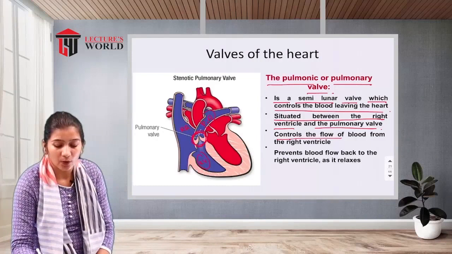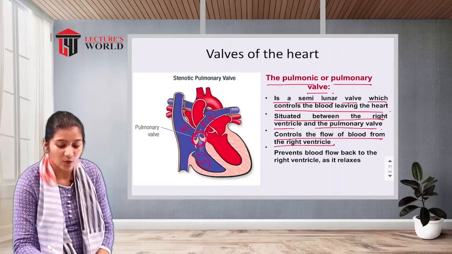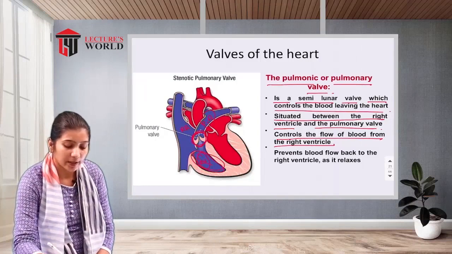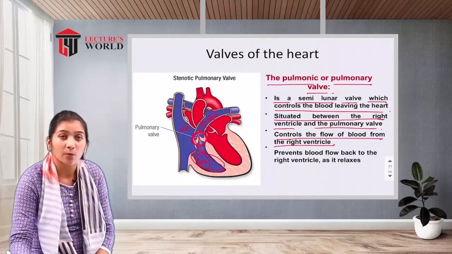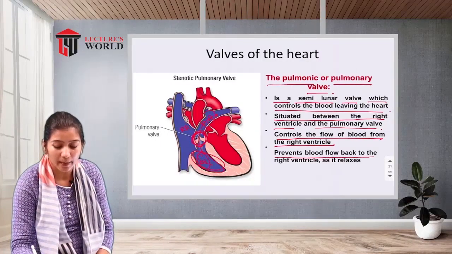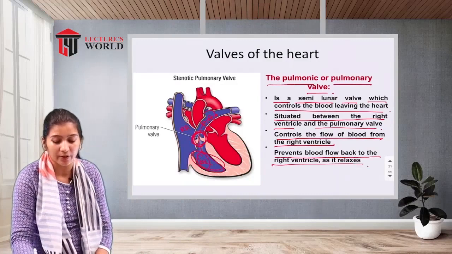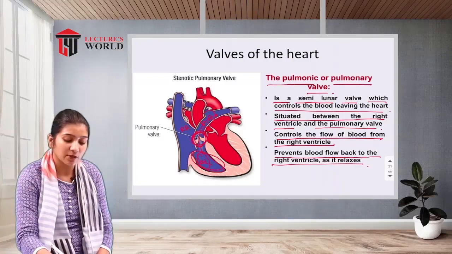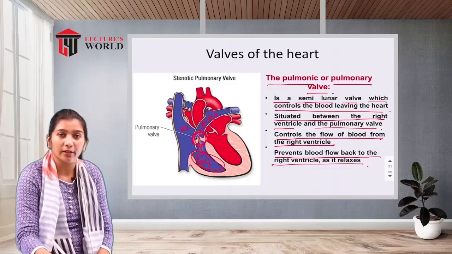It controls the flow of blood from the right ventricle. So whatever deoxygenated blood is collected in the right atrium will go into the pulmonary artery with the help of the pulmonary valve. And it prevents the blood from flowing back to the right ventricle as it relaxes. Okay, so when the valve is closed, the blood will not come back to the right ventricle.